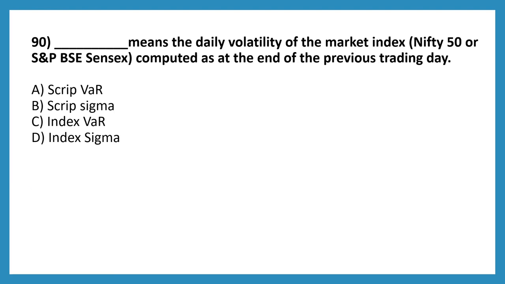Next question, which of the following means the daily volatility of the market index computed as at the end of the previous trading day? Option A, script var. Option B, script sigma. Option C, index var. Option D, index sigma. The correct answer is option D, index sigma.